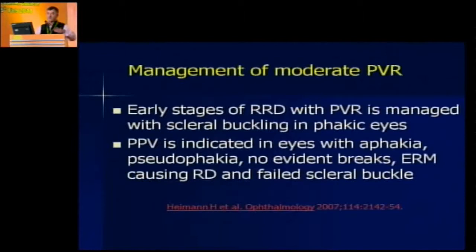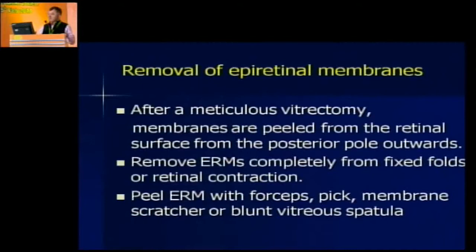So, the PPV would be indicated in eyes with phakia, pseudophakia. You have large posterior breaks or no evident breaks or already a failed buckle. And so what do you do? After meticulous vitrectomy, you need to remove all the membranes. I think I'll demonstrate some of these things here.